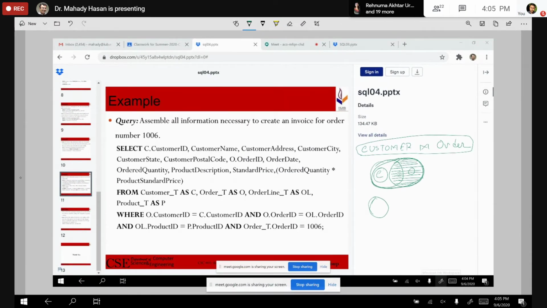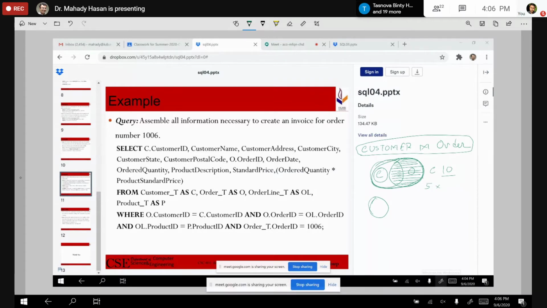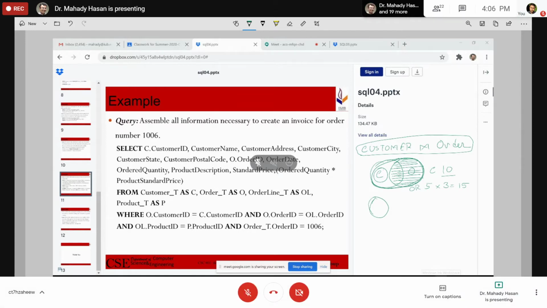So when we are considering order, let's say we have 10 customers. Among these 10 customers, 5 customers have orders, and each of them has, say, 3 orders placed. So we have 15 orders. Make sense?